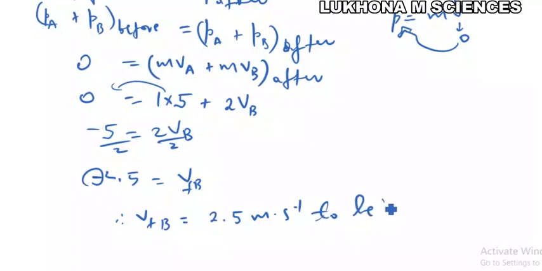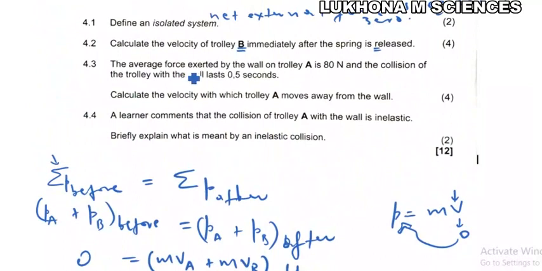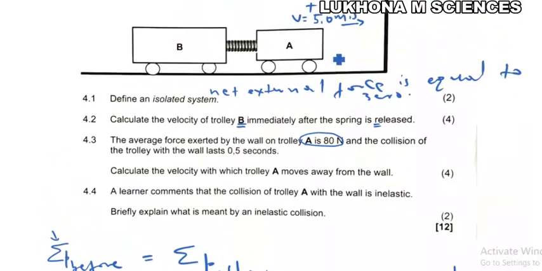Since it is negative, we say to the left. Okay, then let's go to the second question. The question says the average force exerted by the wall on trolley A is 80 newtons. Trolley A continued and collided with the wall. Then the wall exerted a force on A of 80 newtons, meaning that this force is to the left. And the collision of the trolley with the wall lasts for 0.5 seconds.